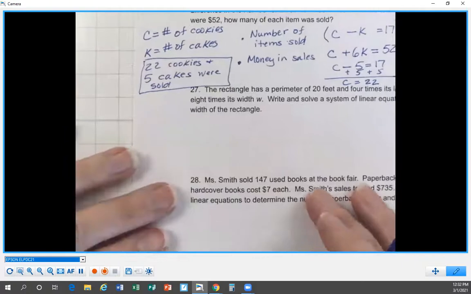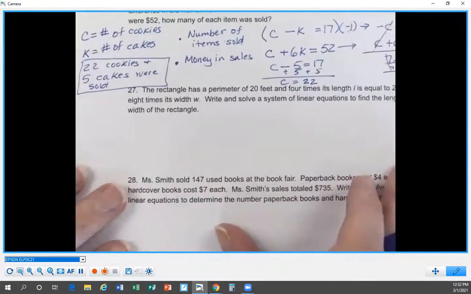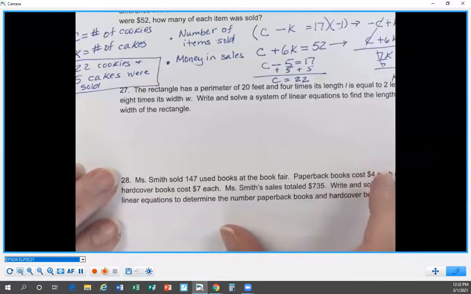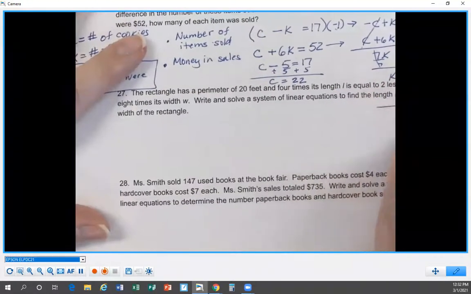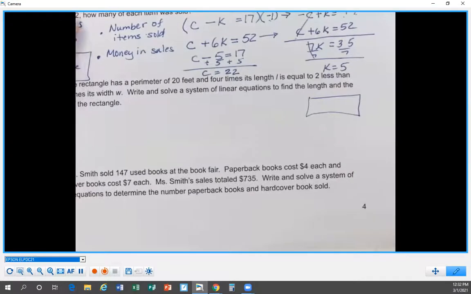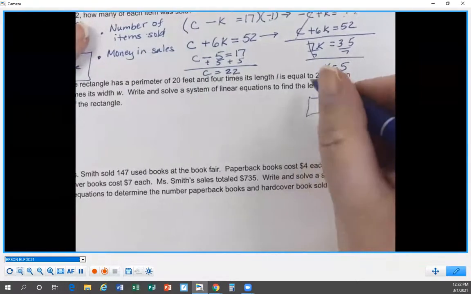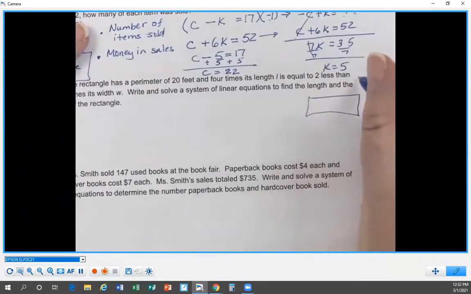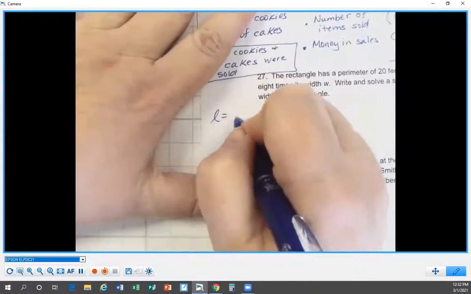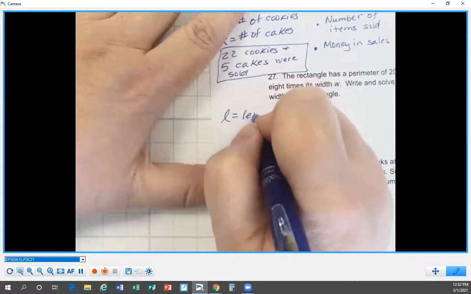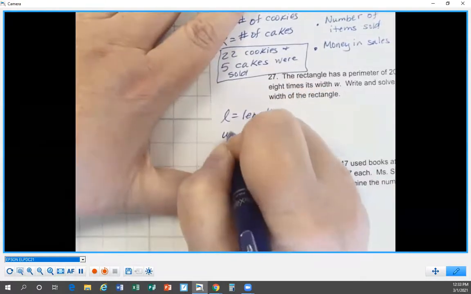Number 17. A rectangle has a perimeter of 20 feet. Okay, so I'm just going to draw a rectangle because I always like to have a drawing to refer to. And its perimeter, let's see, the rectangle has a perimeter of 20 feet. So I'll say 2, so L is for length. W is for width.